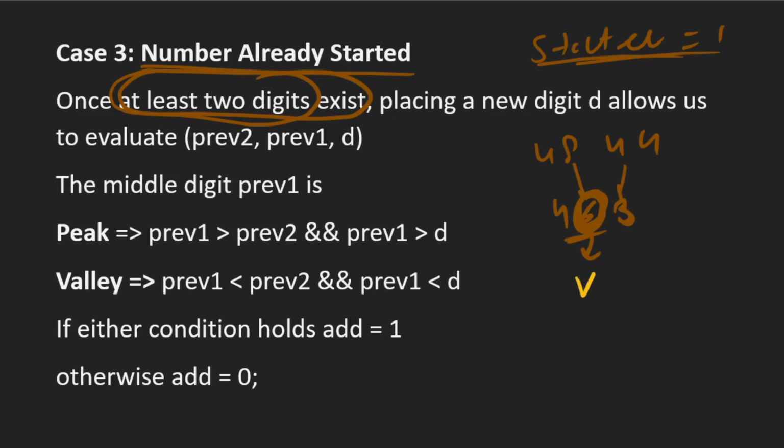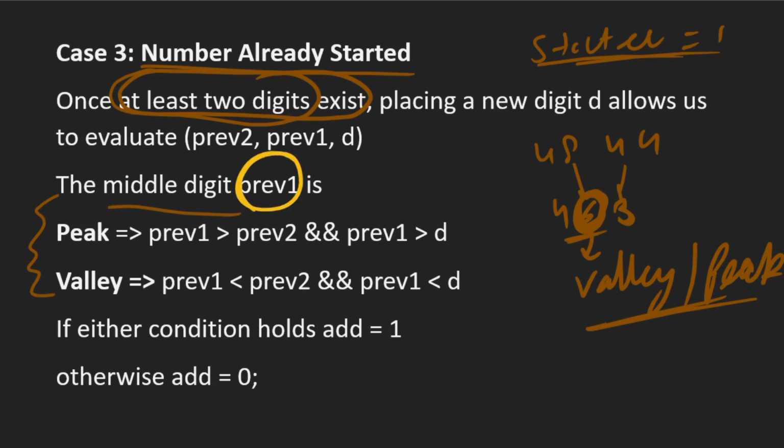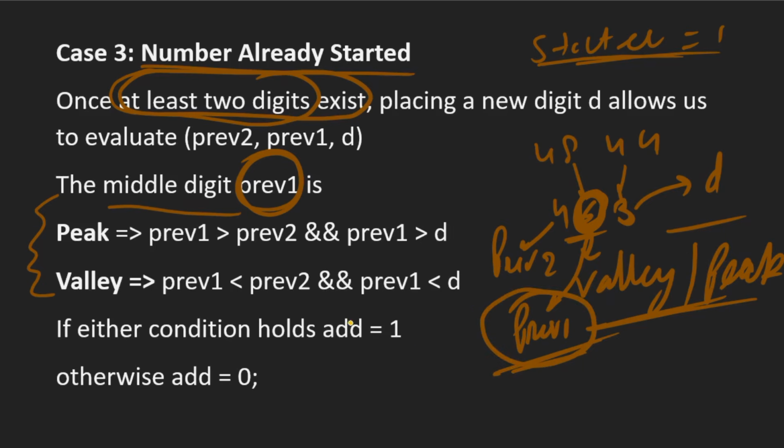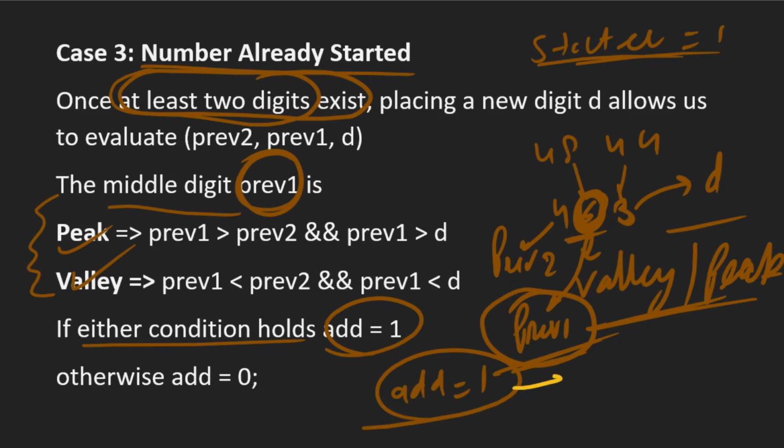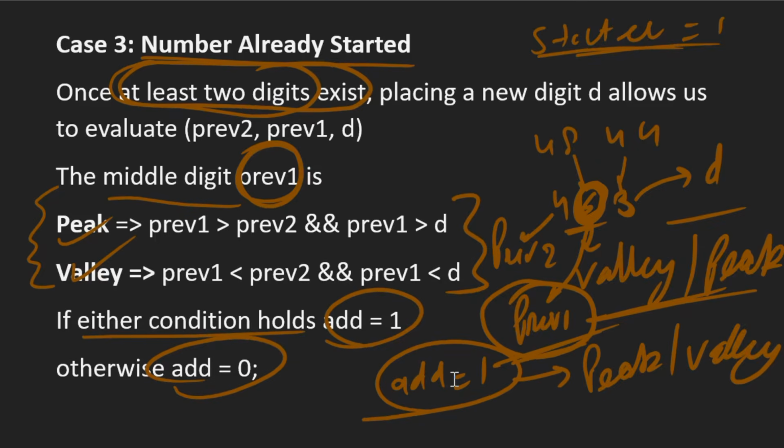So we check for this number whether we have a valley or peak at this place, right? So we check whether the middle digit, that is previous one, forms one. We have 3 digits: this is previous 2, this is previous one, and this is the current digit d. So we compare these 3 and find whether we have a valley or peak at previous one. If any of the conditions holds, either peak or valley, then we make the variable add equal to 1. That means we have a peak or valley over here. But if none of them is present, then our add value will be 0, right?